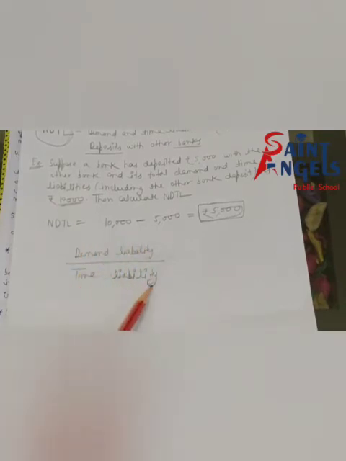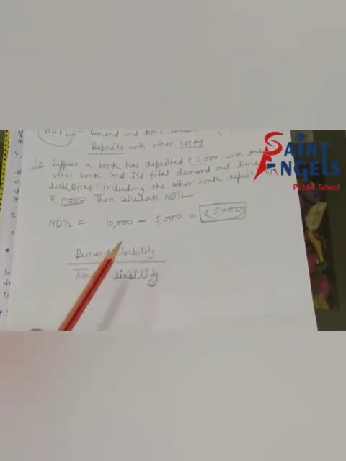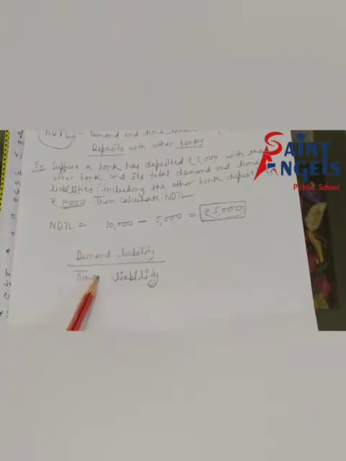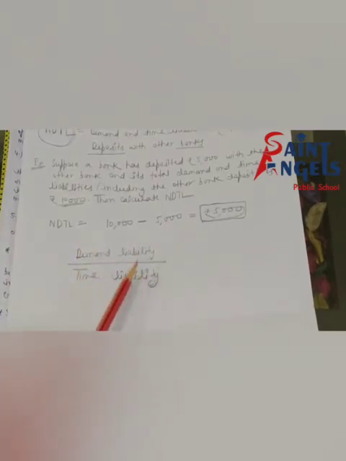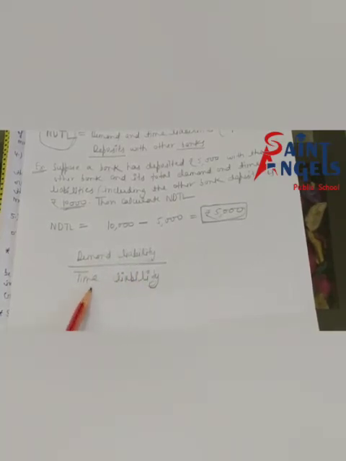Next, time liability. Time liability is a type of liability that is payable after a term, meaning after a time period. In simple terms, it has a fixed time period to mature. Let's take an example to understand this.